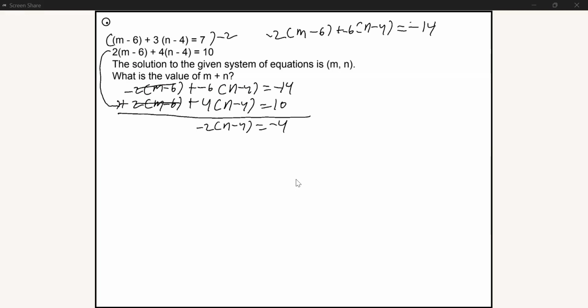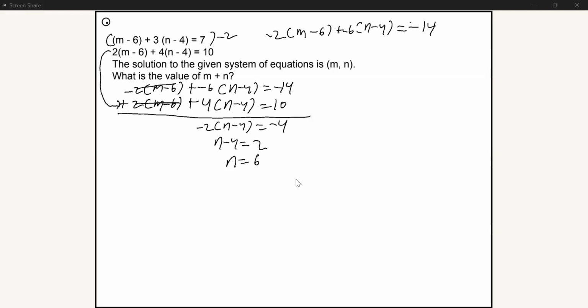Great. Then divide by -2. You could distribute, but I like to just divide because we're going to end up doing that anyway. So we get n minus 4 equals 2. And that gets us n equals 6. And then it's actually more annoying now to find m because we have to plug the 6 into one of these equations and then work it out.